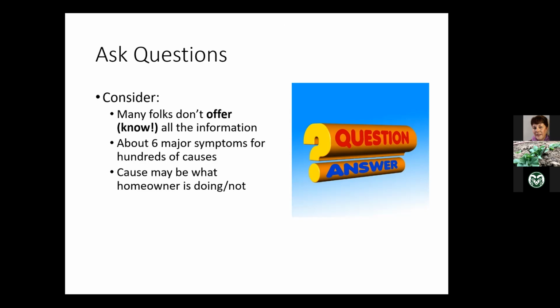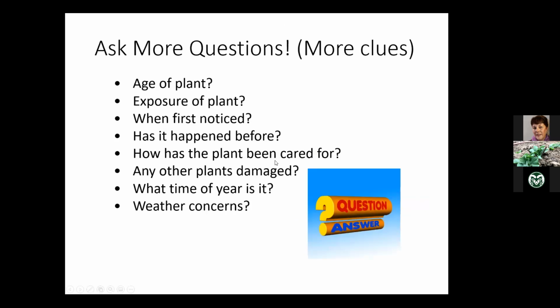And oftentimes the primary cause is an abiotic or cultural issue, and then it becomes a pathogen issue because the plant is stressed. And so again, looking at all of these things can be really important, just to ask questions and figure out what's going on. So, the more questions you ask, the more clues you get. Remember, we're playing Sherlock Holmes here. We're being detectives, trying to figure out what's going on.